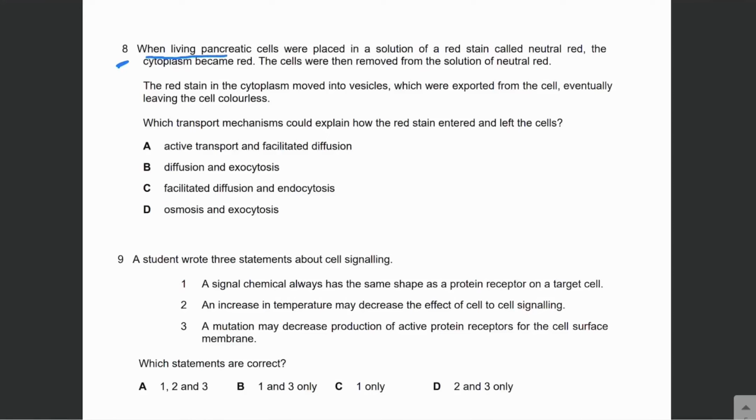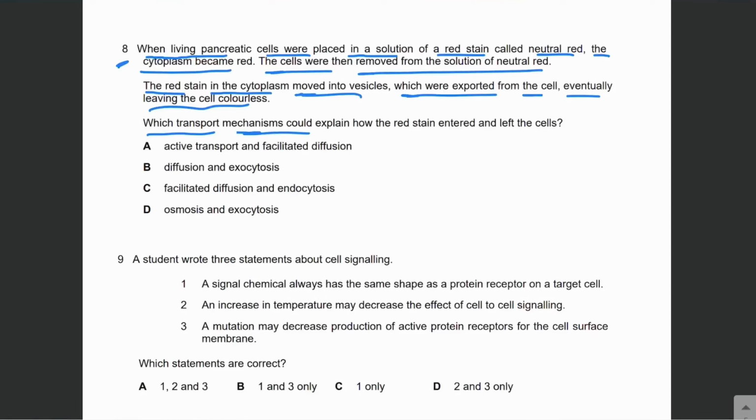When living pancreatic cells were placed in a solution of red stain called neutral red, the cytoplasm became red. The cells were then removed from the solution of neutral red. The red stain in the cytoplasm moved into vesicles which were exported from the cell, eventually leaving the cell colorless. Which transport mechanisms could explain how the red stain entered and left the cells?